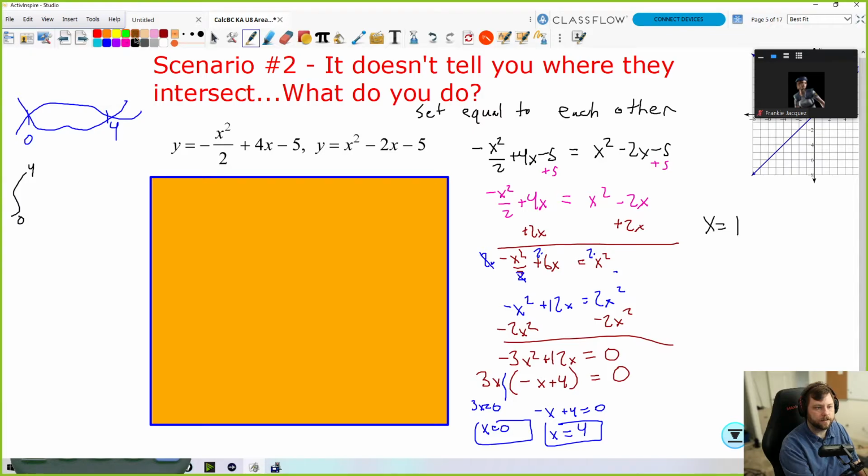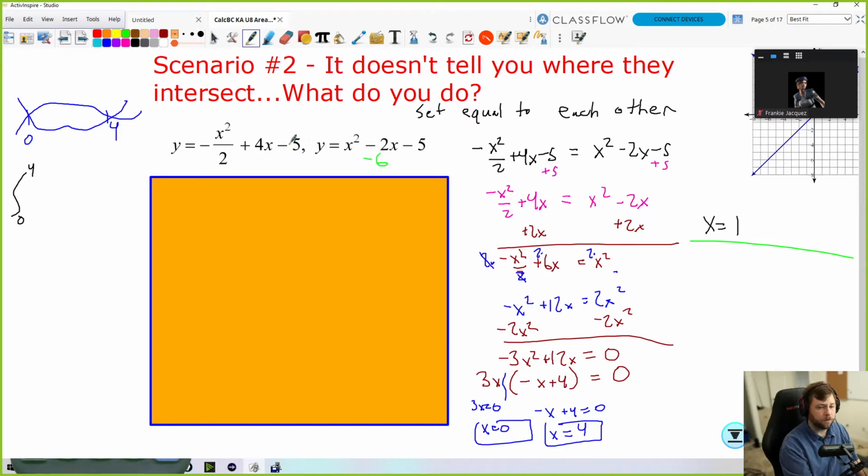Or let's do the math. If x was equal to 1, that top equation... Let me do the math right here. x was equal to 1. Let's do this one, it's easier. It'd be 1 minus 2 minus 5, so it'd be negative 6.